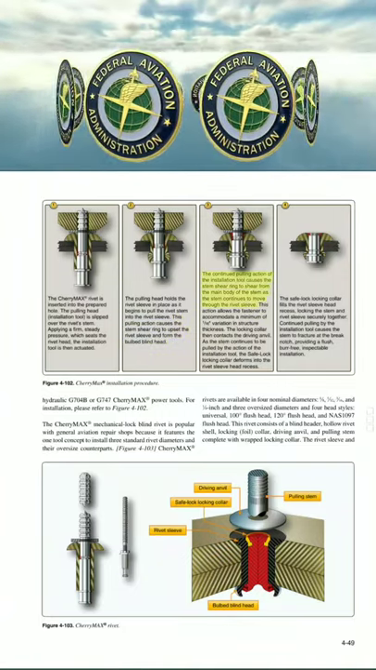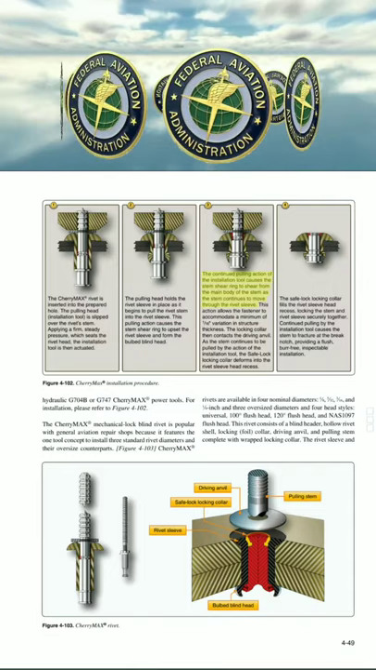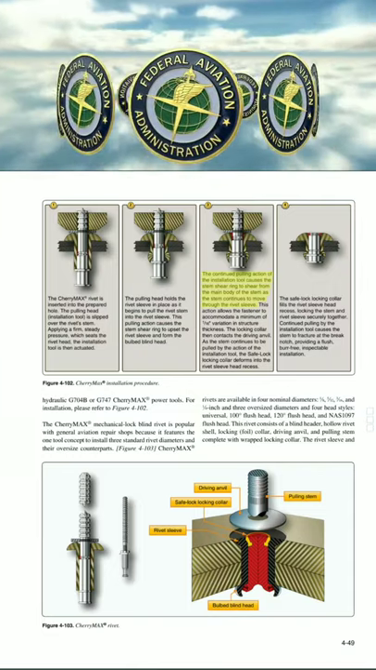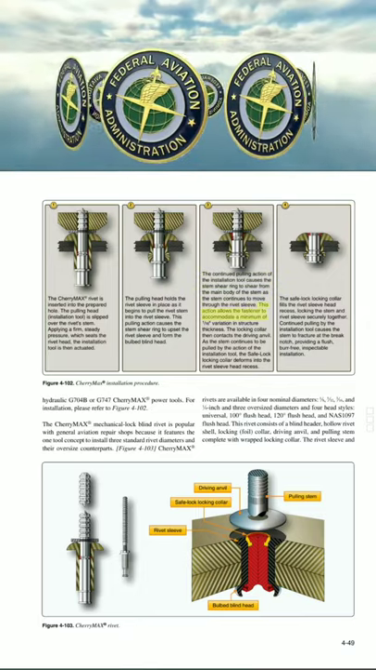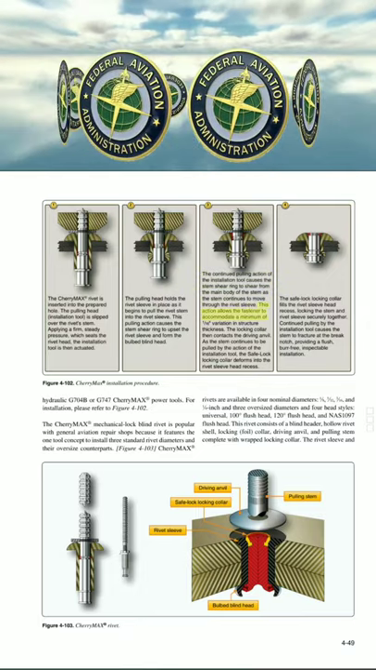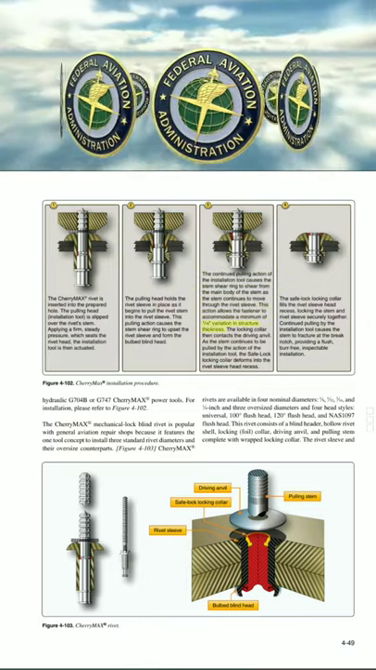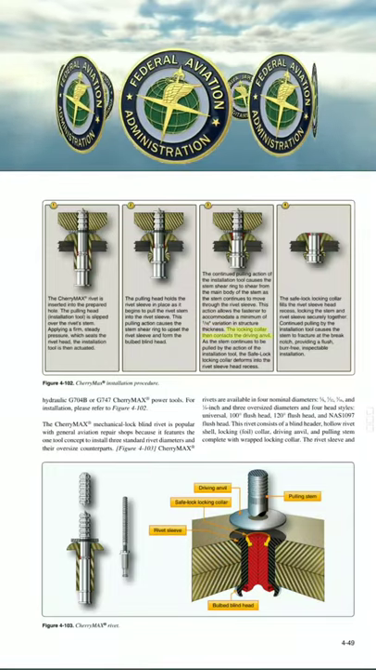The continued pulling action of the installation tool causes the stem shearing to shear from the main body of the stem as the stem continues to move through the rivet sleeve. This action allows the fastener to accommodate a minimum of 1/16 variation in structure thickness. The locking collar then contacts the driving anvil.